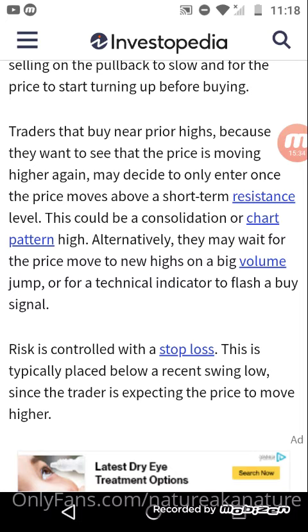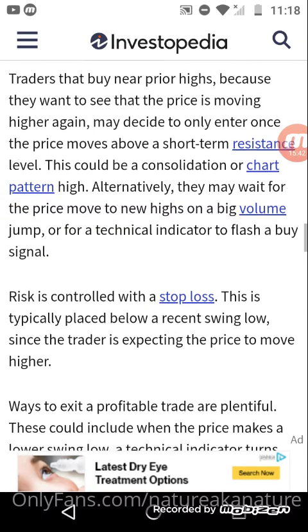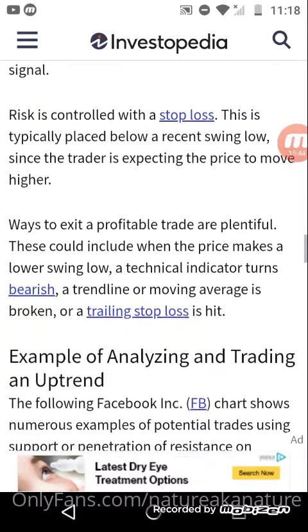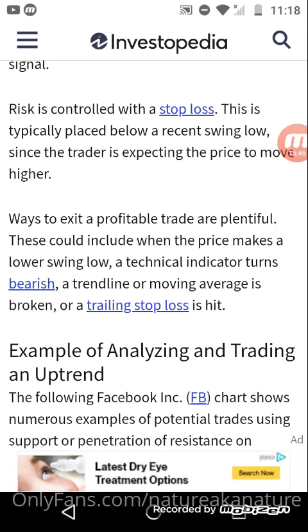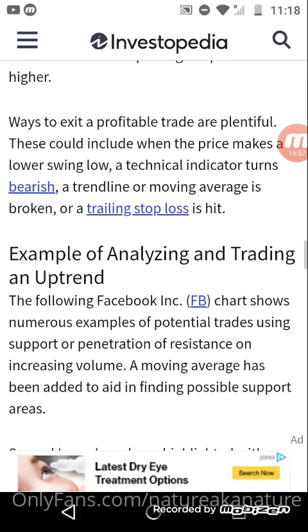So ultimately, they may wait for price to move to a new high on a big volume jump, or for a technical indicator to flash a buy signal. The risk is to put your stop loss below the last swing low, and this is typically placed below the recent swing low since the trader is expecting price to move higher. So this is everything you need to know about an uptrend.